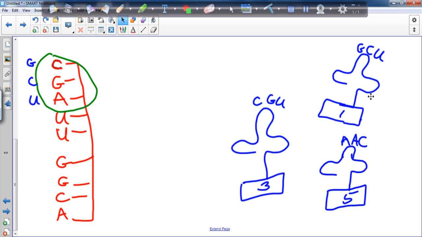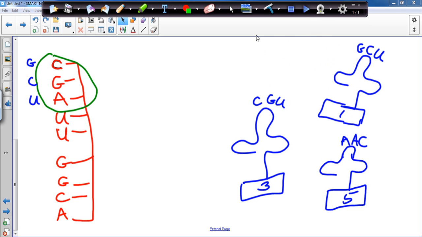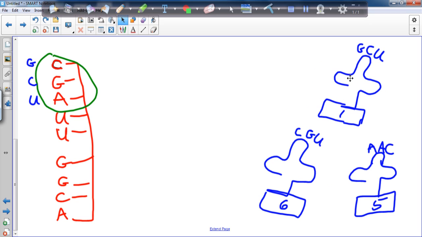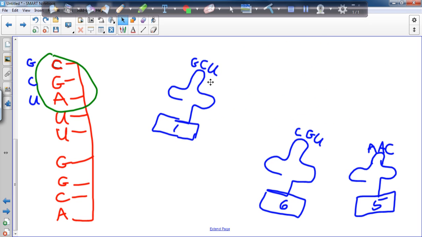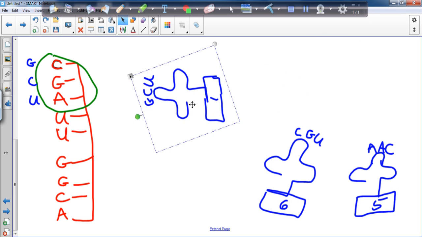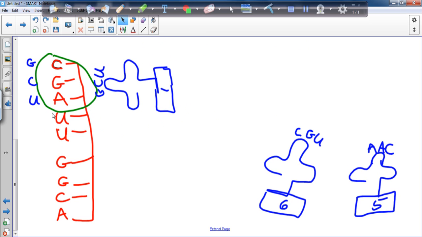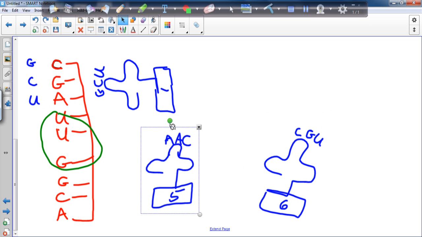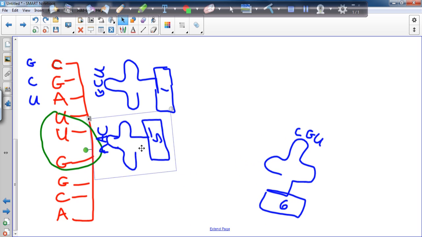Where is it? Oh, here it is. So this comes over. So GCU will come over and line up. The anticodon and codon will line up, and then the ribosome moves down next to the next codon. So this codon would be U goes to A, C, which is this one. So this comes over, links up.